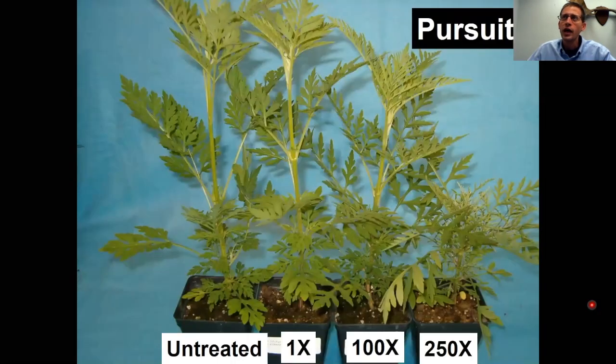For example, in this example with ALS resistant or group 2 resistant ragweed sprayed with Pursuit, notice that the ragweed has a very high level of herbicide resistance, and we really don't see that much injury until we spray at a rate over 100 times the field rate.